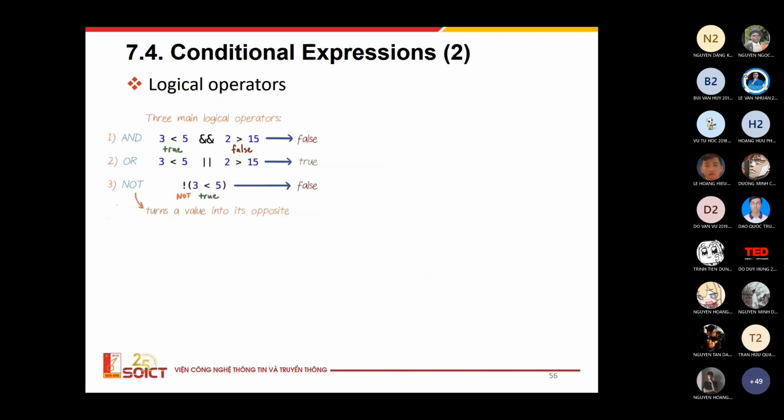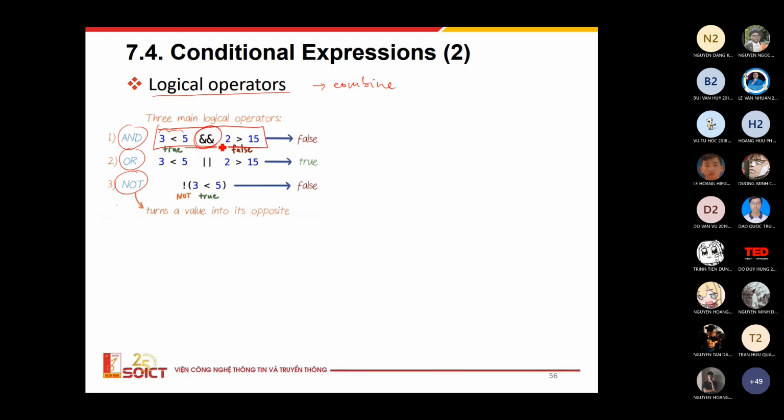So remember, you have to write it in the condition of the if-else statement, okay? And you can use the logical operator to combine several conditional expressions. For example, you combine with and, or, and not. For example, firstly you check whether 3 is smaller than 5 or not. Then you check whether 2 is bigger than 15 or not, and then you combine it with and.